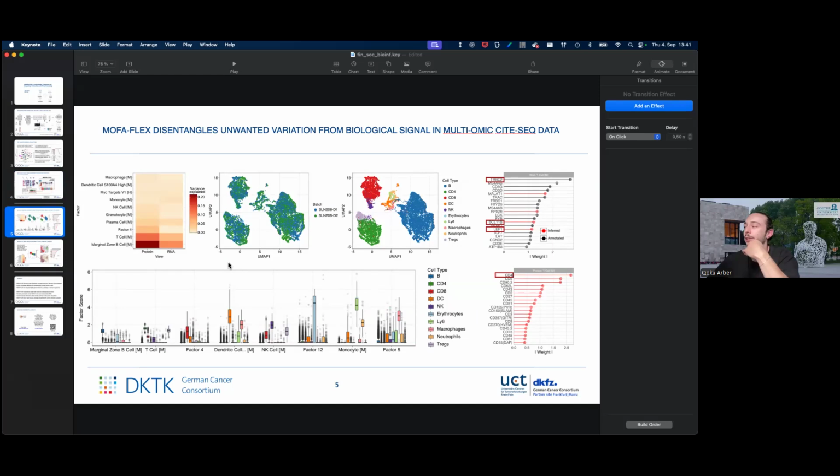So we have tried this on a different data set of patient information from DLBCL patients, so large B cell lymphoma.